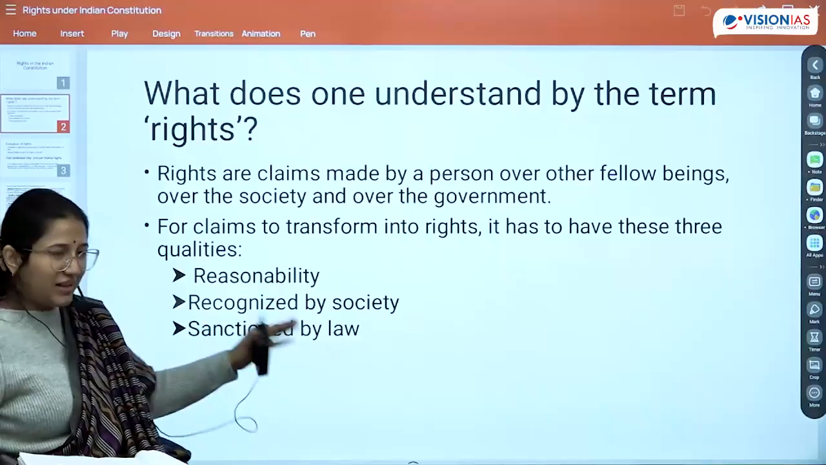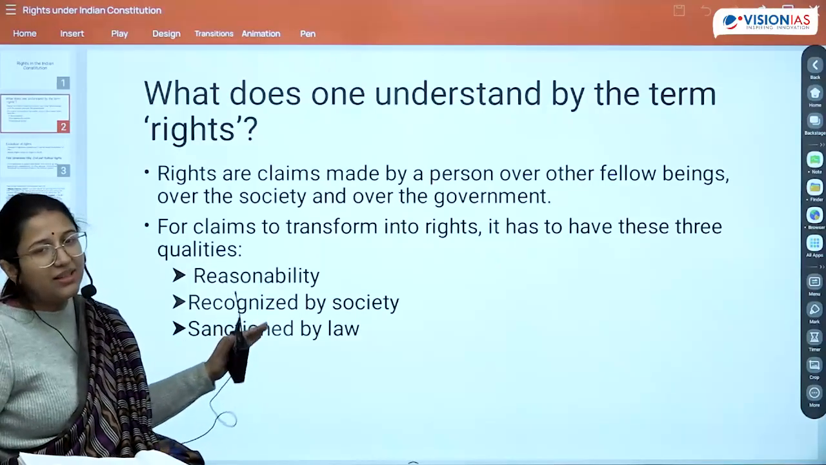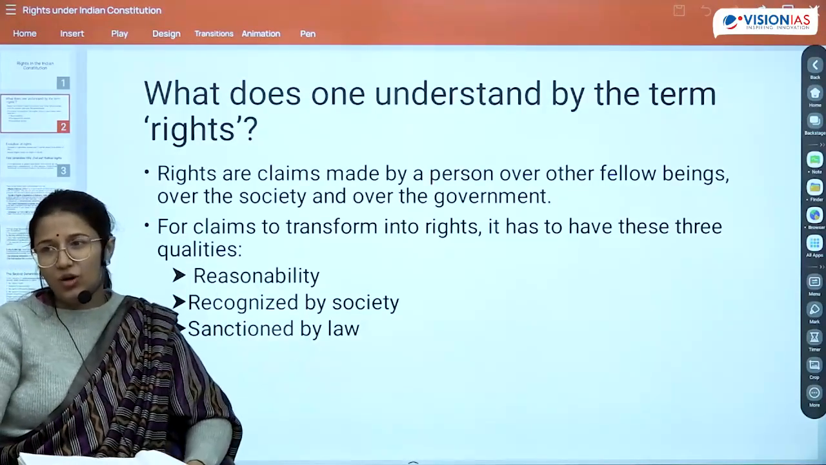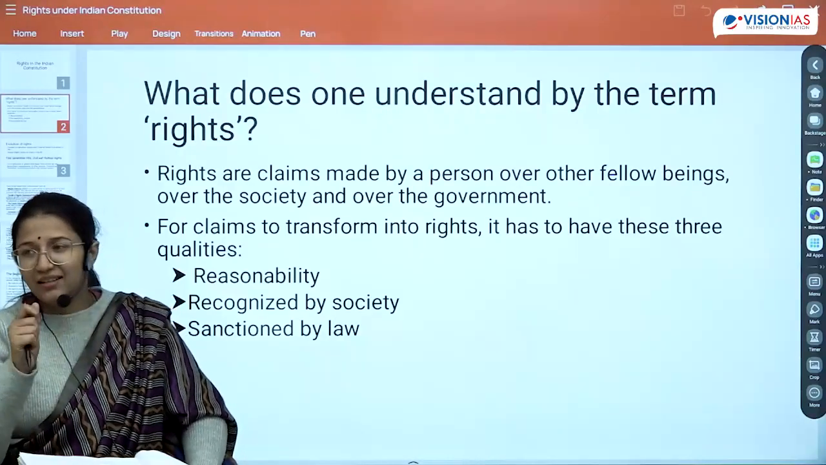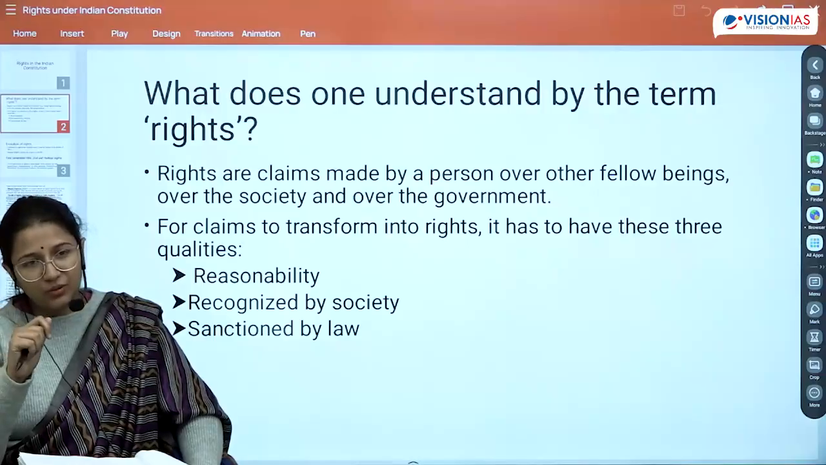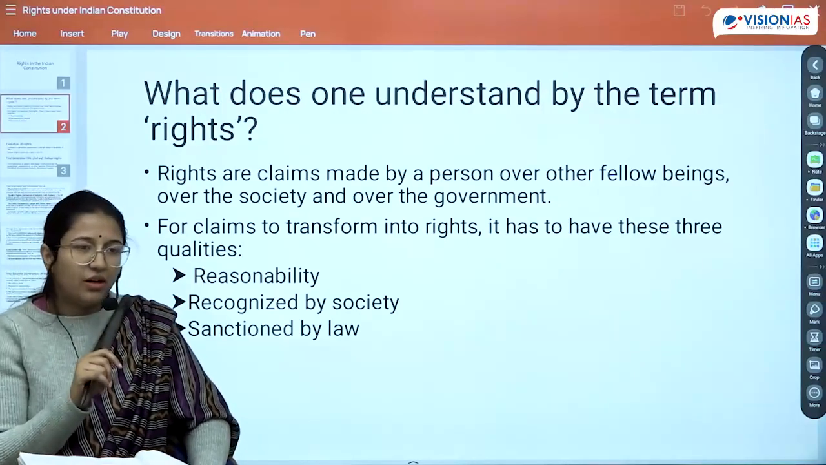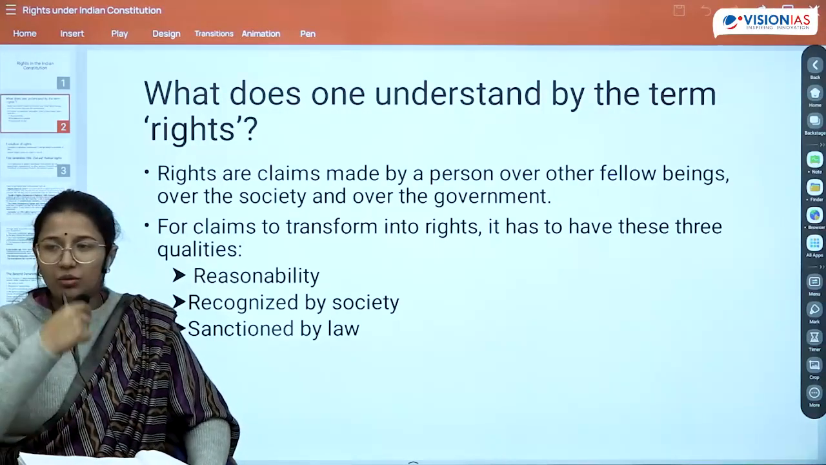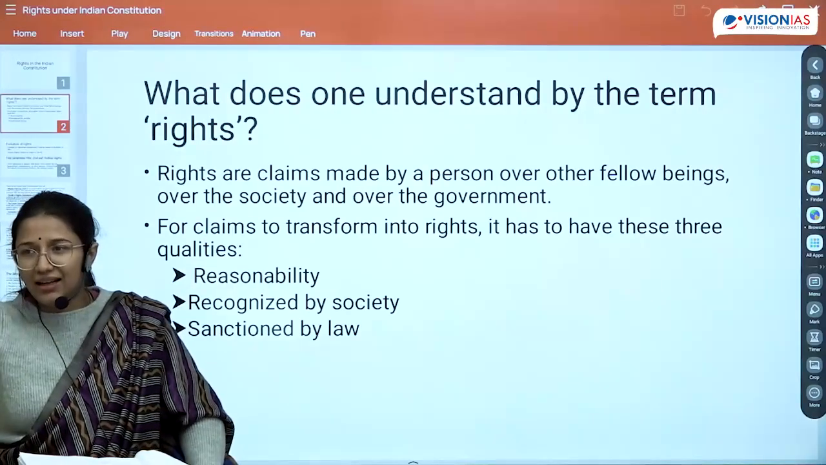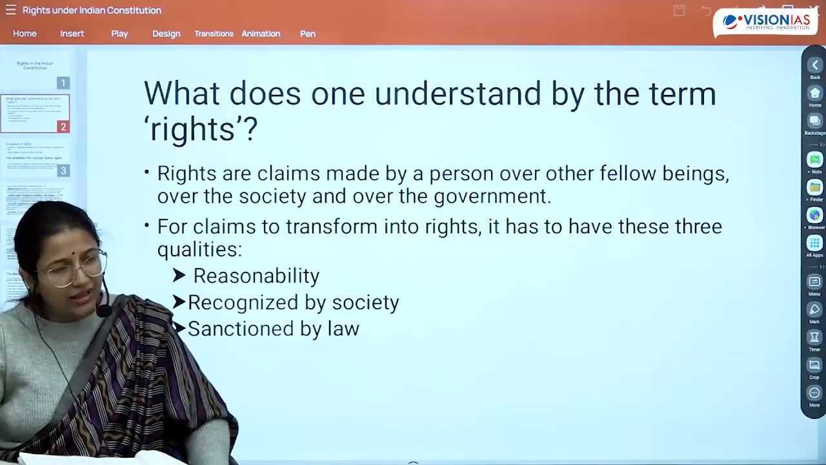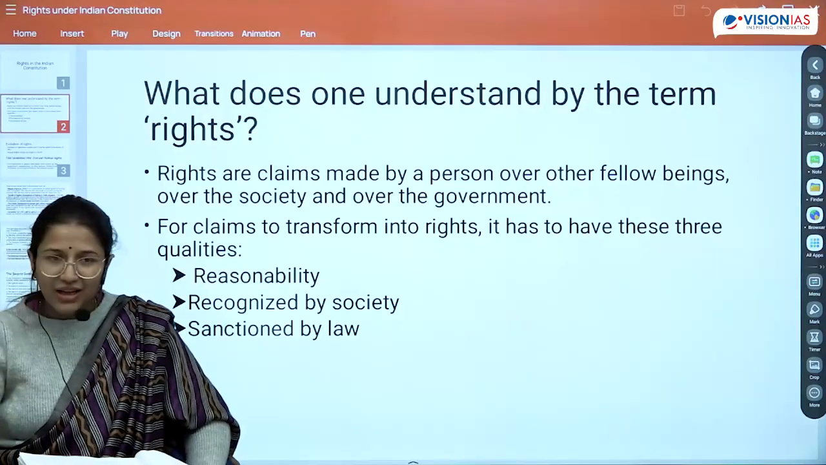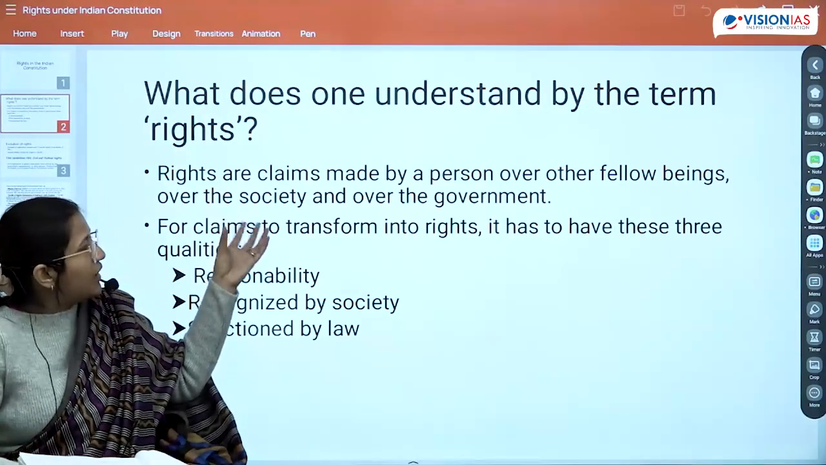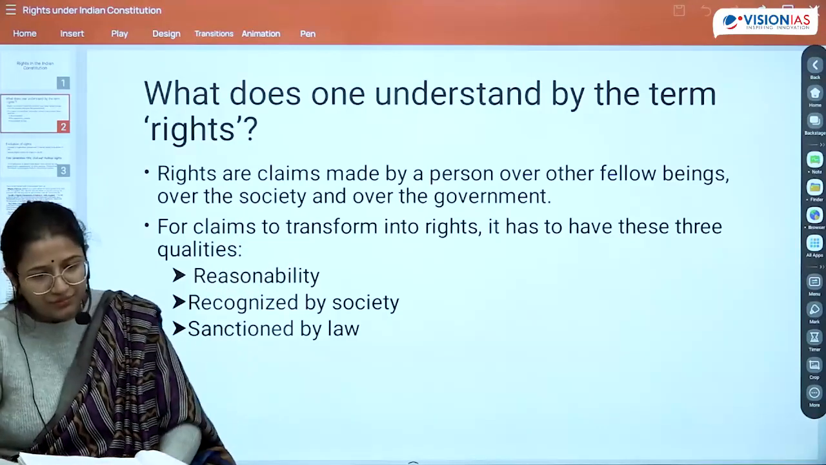So it should be recognized by the society and it should be sanctioned by law. It should be enforceable. Only then right gets utmost value. So once it is sanctioned by law, if somebody else does not allow me to exercise my right, I can approach the Supreme Court, High Court, the judiciary. Yes, the district court, whatever it is. Fine. So this is how we define rights. Write it down.